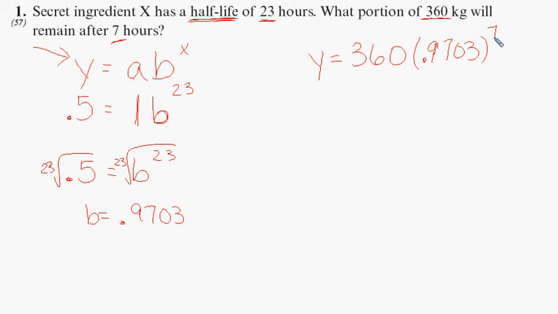Now you can just enter all this in your calculator, see what happens. You should still have 0.9703 in your calculator. Raise that to the 7th power, multiply it by 360, and you should end up with the portion that's left after 7 hours. You can do that calculation, and I hope this helps.